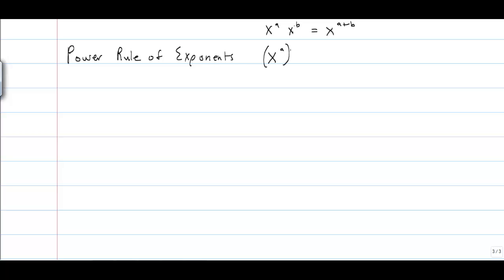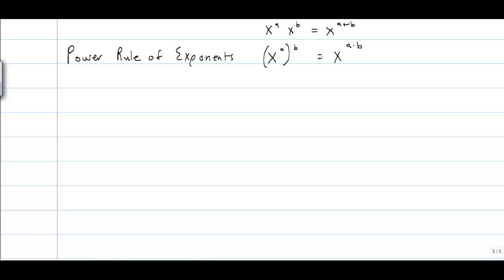Let's wrap things up with a couple more rules to round things out. We're going to talk about the power rule of exponents. We've already talked about how if I have x to the a times x to the b, that's equal to x to the a plus b. If, however, I have x to the a raised to the b power, well, that works out to be simply x to the a times b.